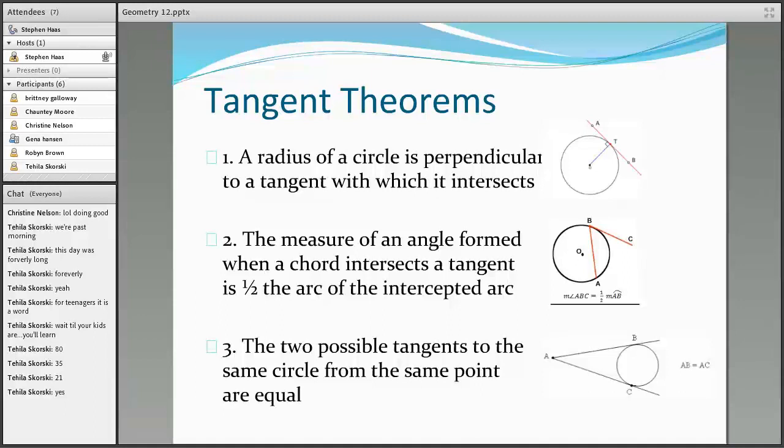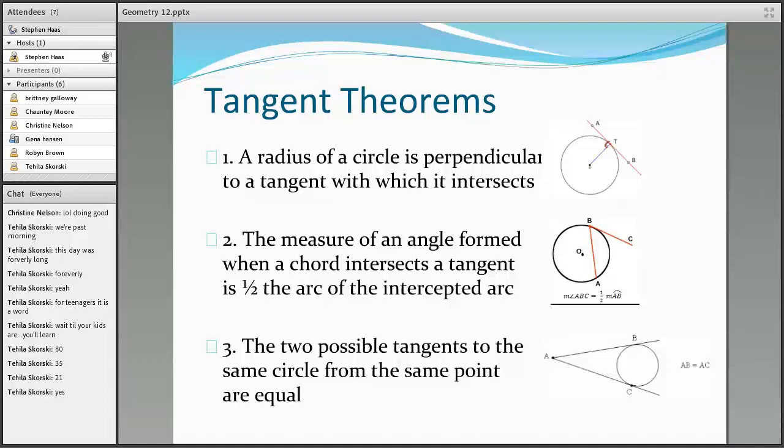If you have a circle, this line segment over here, OT, is a radius, because it's a point from the midpoint of a circle to the outer edge of a circle. If line AB is a tangent to the circle, then it has to be perpendicular to the radius that hits it. Since the radius OT meets the tangent AB, they have to be perpendicular to each other, which means you have a right angle over here.